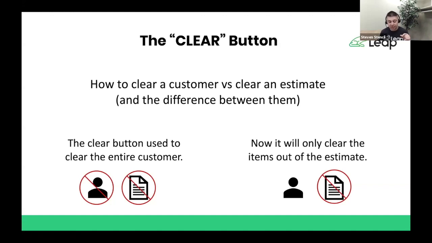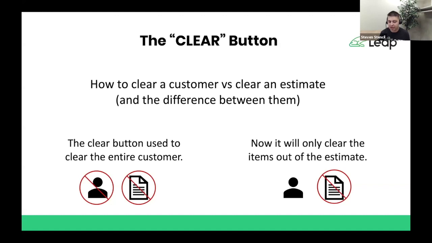So this has come back multiple times in our test flight feedback, where before, when you would clear out the estimate and the customer, they are pretty much the same thing. So if you were to hit the clear button on the estimates tab, it would clear out the customer and the estimate, and that's how you would start new.